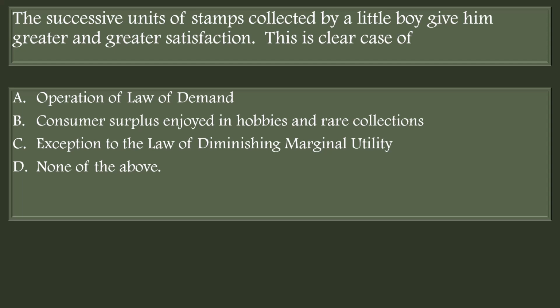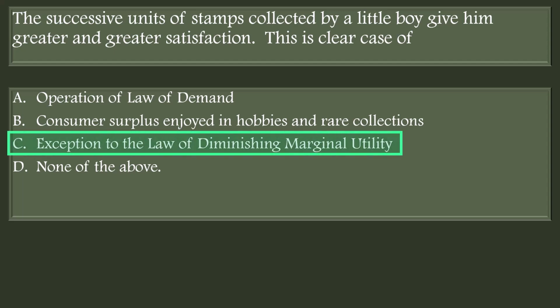In the case of rare collections, the law of diminishing marginal utility doesn't work. The little boy collects only the stamps whose availability is very rare. The more he collects, the more satisfaction he gets. This is certainly an exception to the law of diminishing marginal utility. Option C should be your choice.